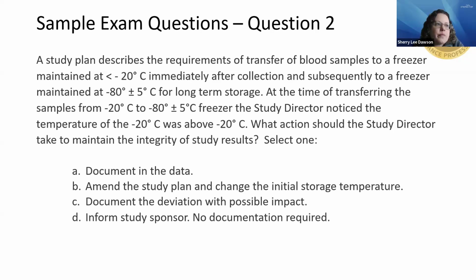All right, so document in the data. That is an answer. It's not a complete one, but it's not wrong. The second one, amend the study plan and change the initial storage temperature. So we could do that, but it would still not address the situation of it happening initially. So perhaps if the -20 was incorrect and subsequently going in future instances, you could amend, but that doesn't address this situation. So B is really not an appropriate response.